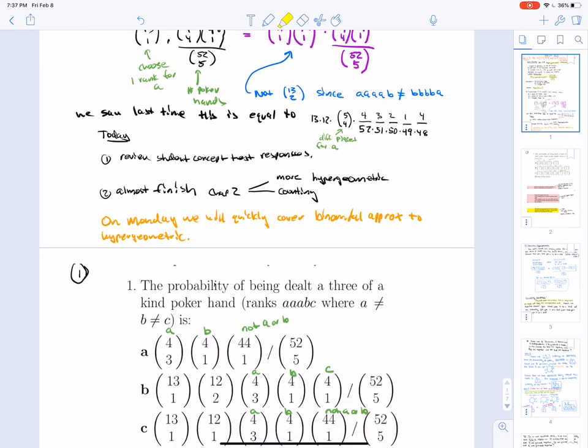Today we're going to review student concept tests from last time, and we're almost going to finish chapter 2. Unfortunately, I won't get to talk about the binomial approximation to hypergeometric, but I'll be sure to start that next time. We will do some challenging hypergeometric and counting problems today.